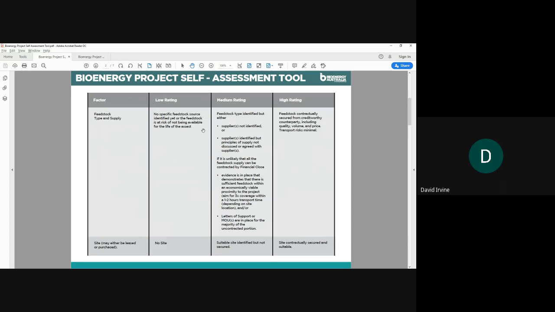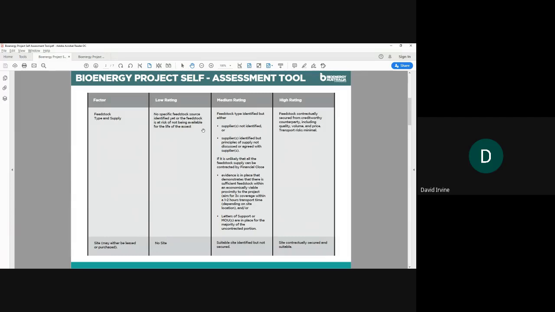So just to take the top example here being feedstock, a low rating would be no specific feedstock source identified or being at risk of not being available. So effectively having an inverse relationship between a low rating and therefore a high risk. And similarly, at the other end of the spectrum, a high rating being feedstock contractually secured from a creditworthy counterparty, including quality, volume, and price, and transport risks minimal. A high rating there is a good thing and obviously means it's a low risk.